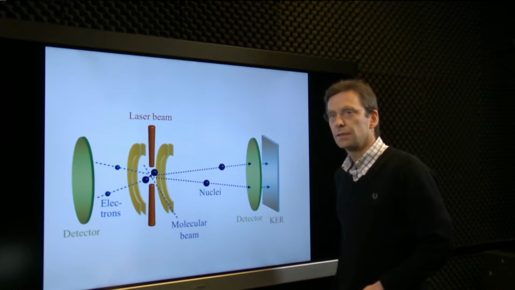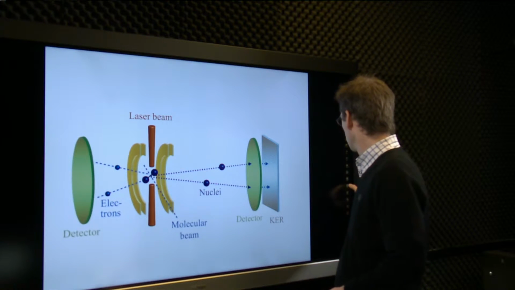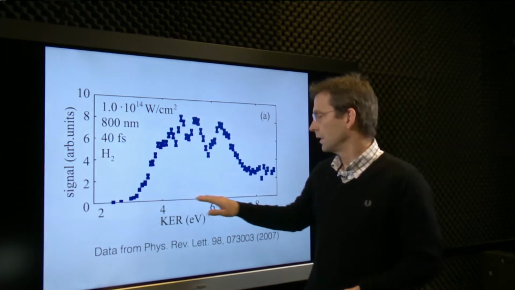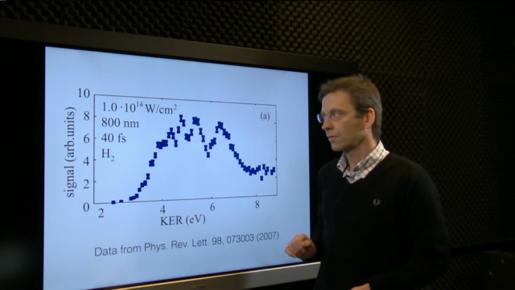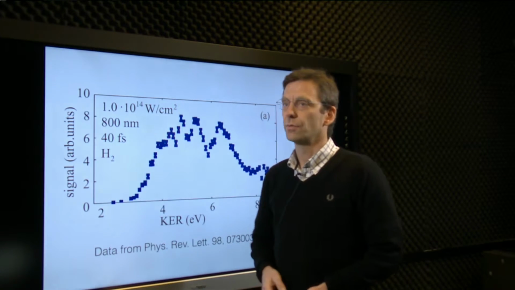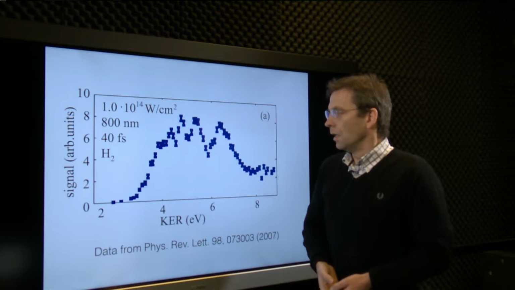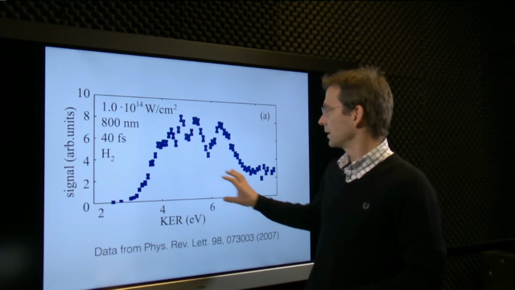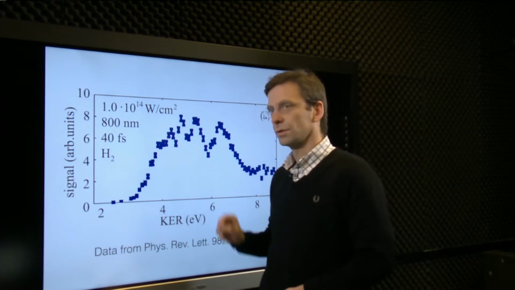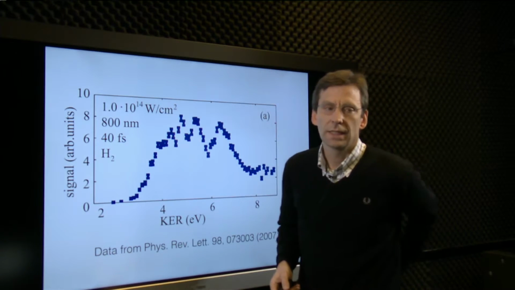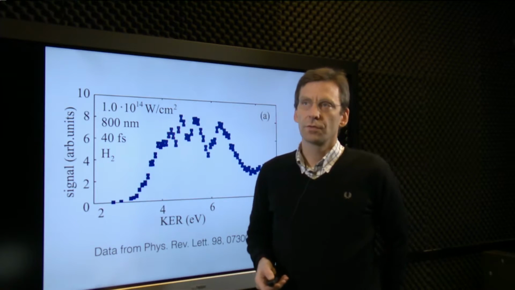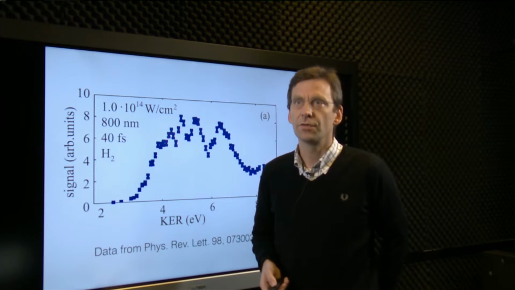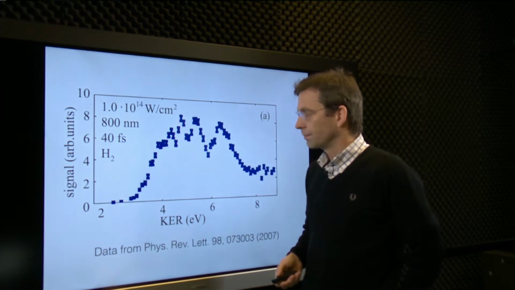A typical kinetic energy release spectrum is shown in this view graph, where we have the kinetic energy release in electron volt on the x-axis, and we have the signal in arbitrary units on the y-axis. And what we see is a spectrum which is characterized by a low energy part, high energy part, and an intermediate energy part with some structures. In general, with such a spectrum at hand, it is the aim of theory and experiment to understand the structures in this spectrum in detail and to decode the information about the ultrafast dynamics.